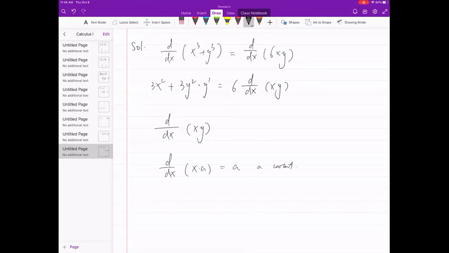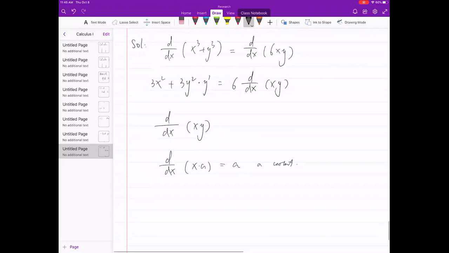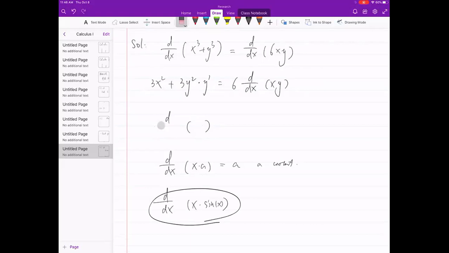Is y a constant? No. Y depends on x. So y is actually a function. So compared to this, you should handle this one more similarly to x times some function of x, because y is a function of x. Still okay? How do you do this? Product rule. Therefore, you better do product rule for this one. Don't treat your y as a constant. Okay.